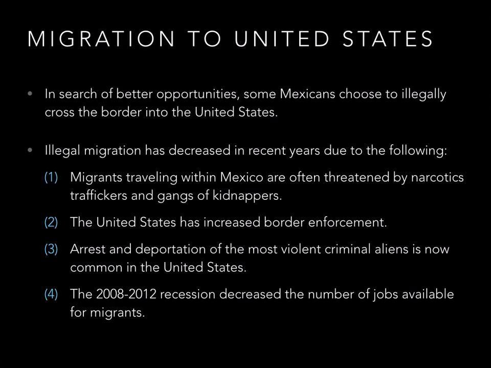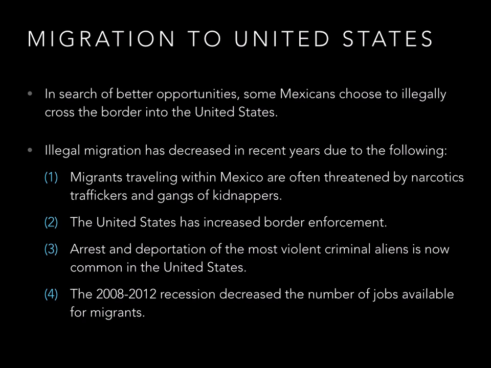Migration to United States. Another possibility when you're searching for better opportunities is to leave and go to another country. So some Mexicans do choose to illegally cross the border into the United States. However, illegal migration has decreased in recent years for these reasons. Number one, migrants traveling within Mexico are often threatened by narcotics traffickers and gangs of kidnappers. Their money is extorted from them. It's dangerous. Two, the United States has increased border enforcement. It's harder to get across.